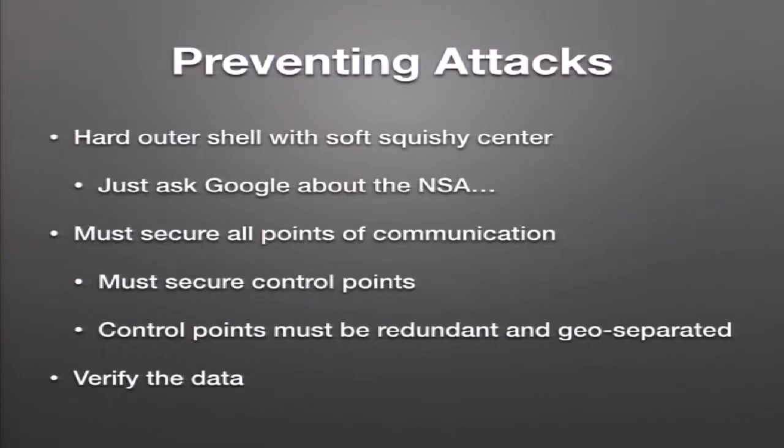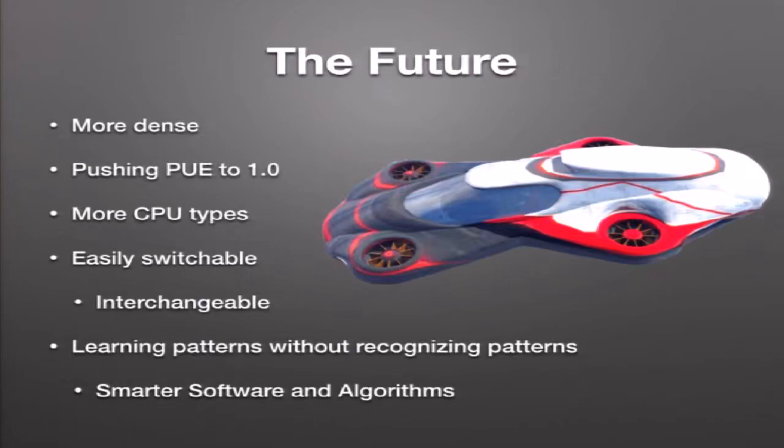So you need to verify the data. You've got to control all your control points such that they're redundant and independent of geography. They're geo-separated so that if one site gets hit, you've still got something to come up in another site somewhere. So the future, where things are going, it's just going to get more dense.